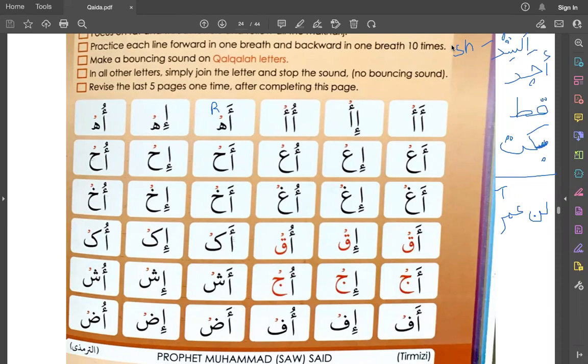Today we are learning page number 27 and we are explaining step by step how to say the letter in Sukoon, because all letters which have Sukoon will get their sifat, their qualities, and you have to apply it. I will explain it for you step by step, inshallah.